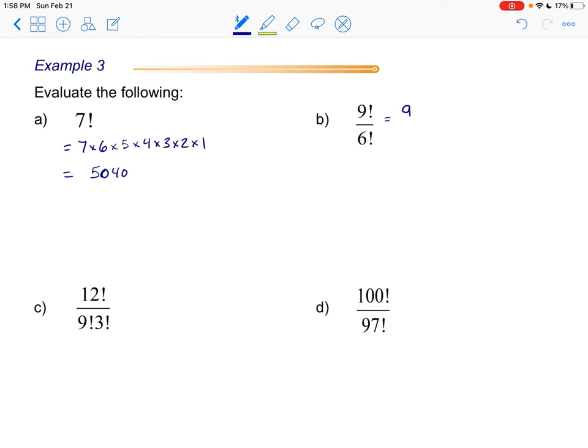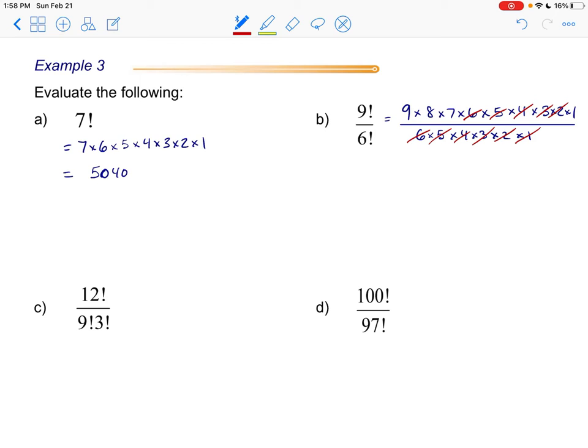But let's write out for a second in this example 9 times 8 times 7 times 6 times 5 times 4 times 3 times 2 times 1. So there's 9 factorial. Okay, that's divided by 6 factorial. 6 times 5 times 4 times 3 times 2 times 1. And now do you see that we have a lot of numbers in our numerator that are also in our denominator? And you should remember that whenever that happens, we can just start canceling things out.